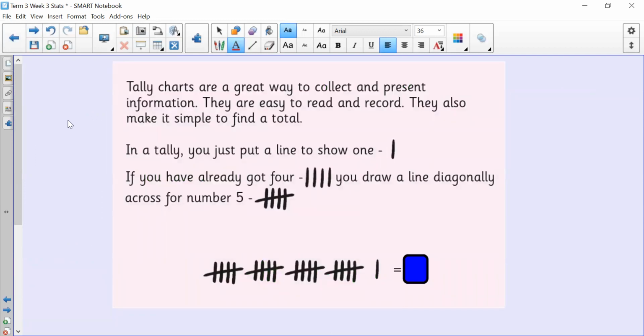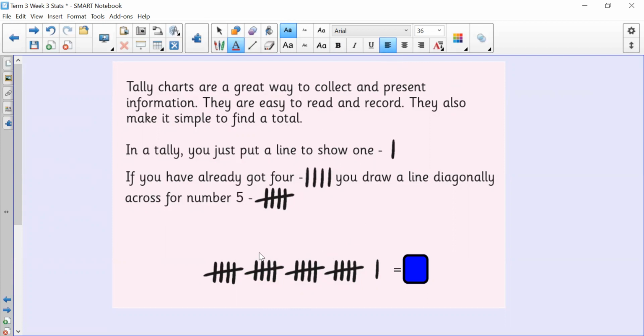Today our focus is on tally charts, and that's what you'll be learning and showing your learning off about. Tally charts are a great way to collect and present information or data. They are easy to read and record. They also make it simple to find a total. In a tally, you just put a line to show 1. If you have already got 4, you draw a line diagonally across for number 5. That makes it really easy because it's quicker to count in groups of 5, not just counting loads of lines of 1.